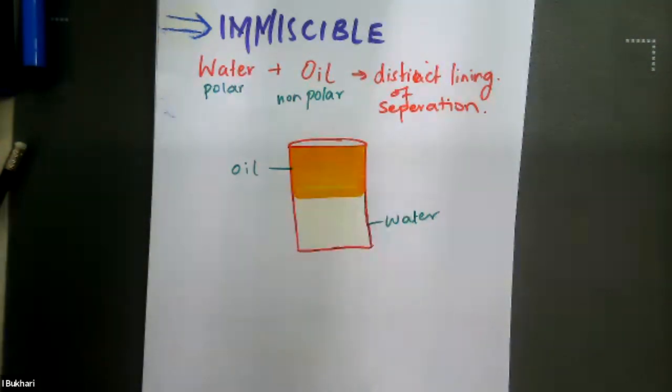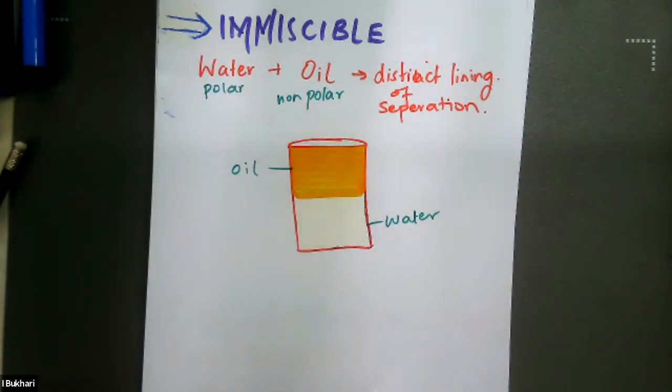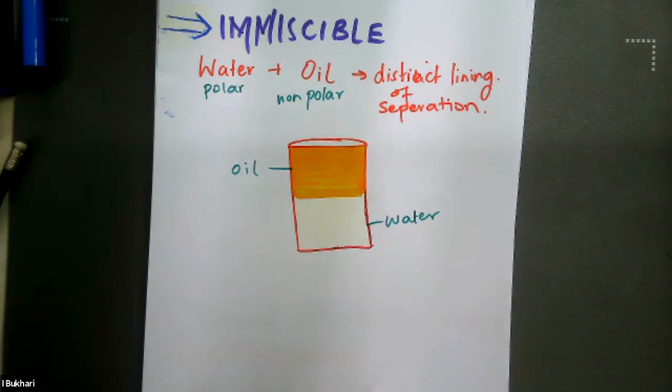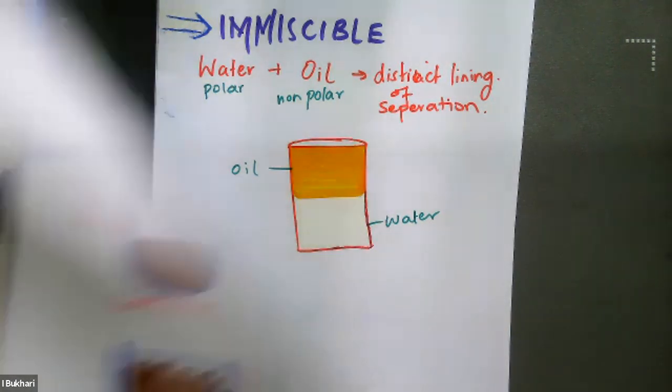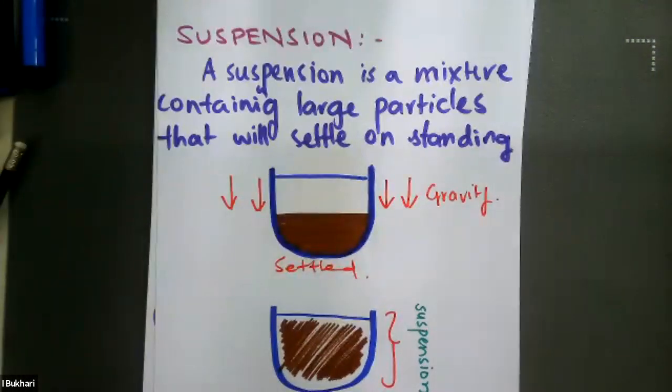So immiscible substances don't get along with each other, and this is not a mixture nor a solution. You can think of it as a mixture because there are two things put together, but I searched the net for this and it doesn't put it into the solution or mixture category. Now, moving on to suspension, which is another sort of mixture.